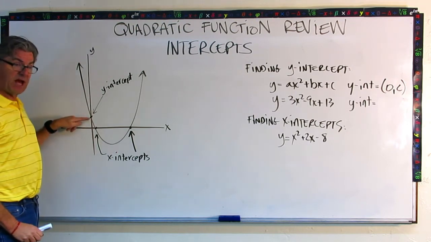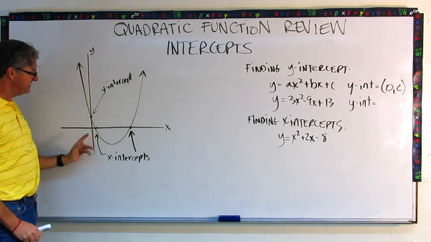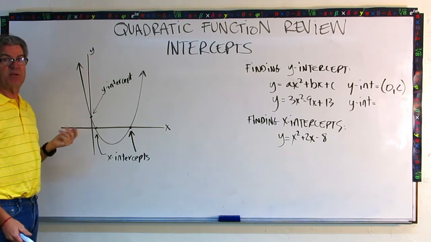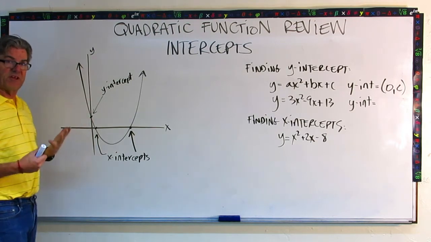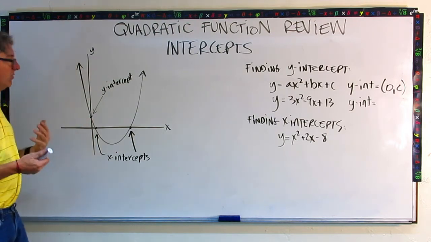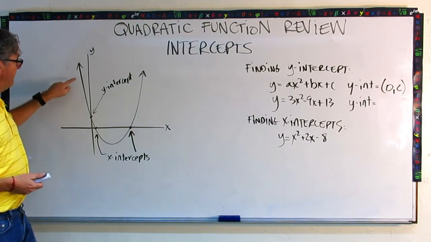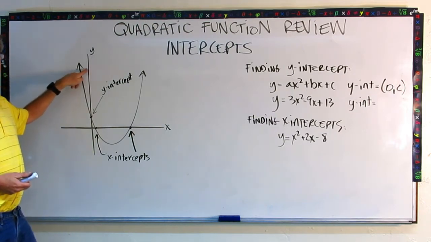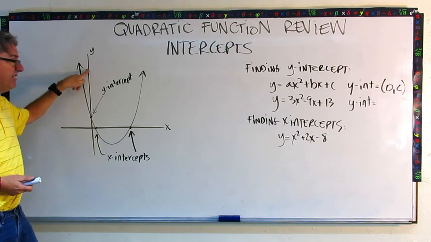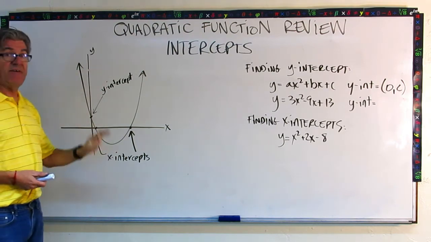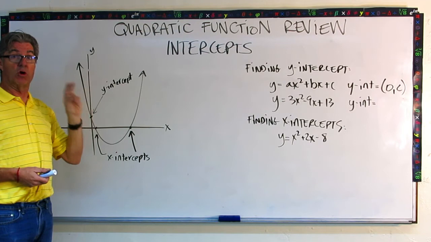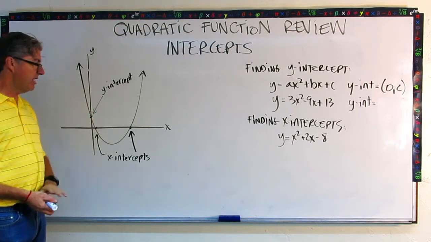The y-intercept happens where the graph crosses the y-axis, and at that point, x equals 0. Okay, so those are the things to remember about that. And then also, we talked a little bit about how every parabola crosses the y-axis one time. Okay, it has to do that. But the x-intercepts can have 0, 1, or 2. Okay, so you could have none.